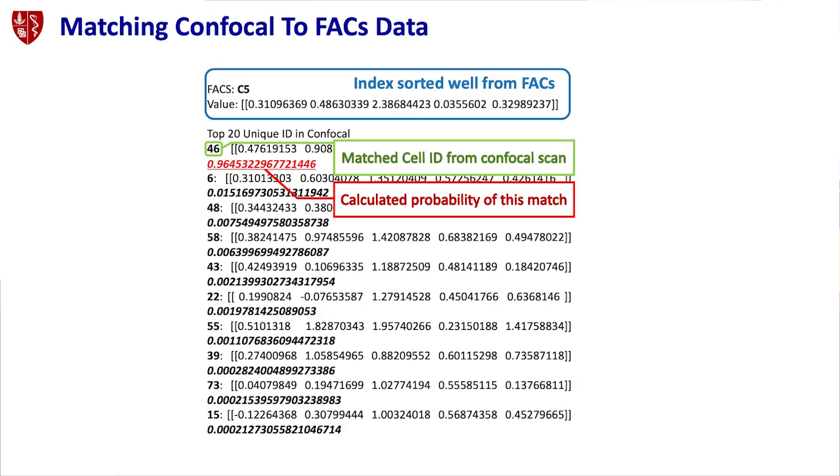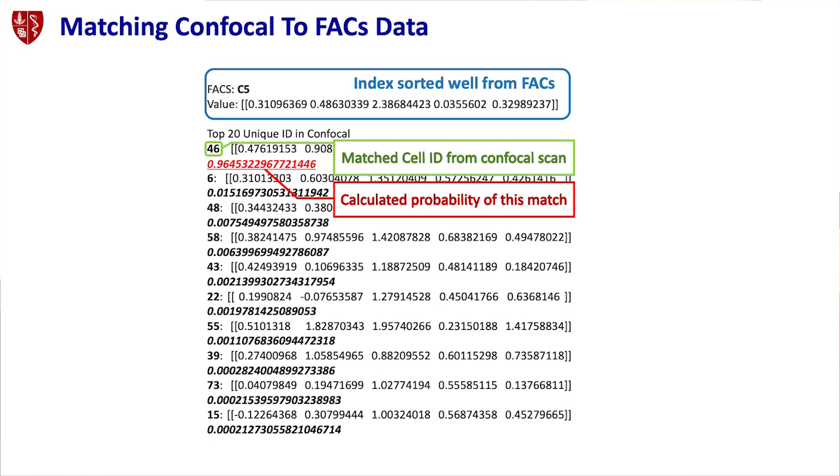So we generated a match algorithm to provide each event in the FACS data set with a list of the top 20 matches from the confocal data set, together with the predicted probability of each match. If the probability of one match is close to 100% and the rest of the match probabilities are close to 0, then the match is considered to be a real match.